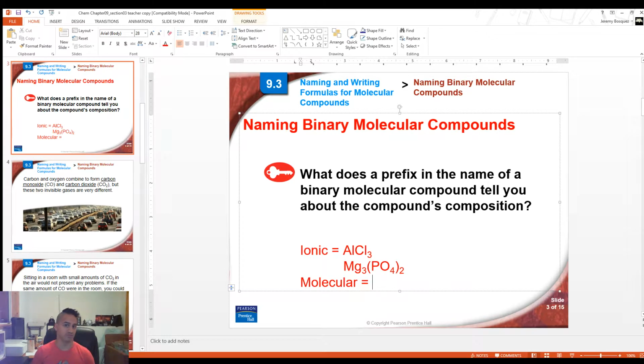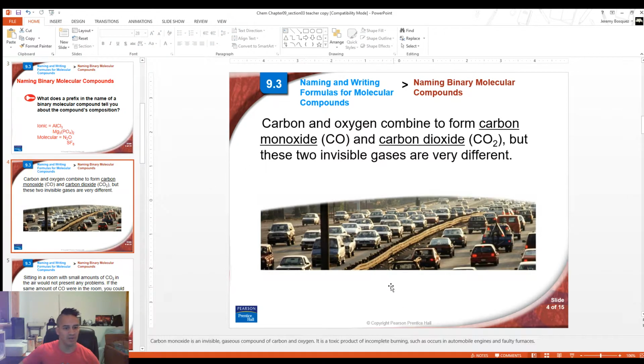Molecular compounds, on the other hand, are nonmetals only. So two nonmetals. An example of this would be N2O: nitrogen, oxygen, nonmetal, nonmetal, molecular. Another example would be SF6: sulfur, fluorine, nonmetal, nonmetal. So you first have to be able to tell what a molecular compound looks like versus an ionic one, and if you can't tell the difference, it's really hard to know when to use this naming system. So that's step one. All right, anyway, moving on.